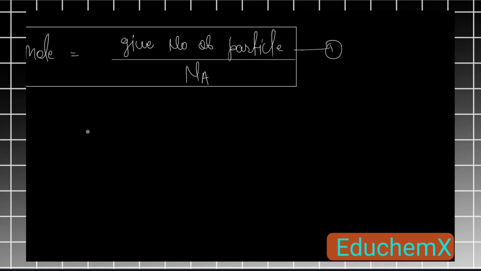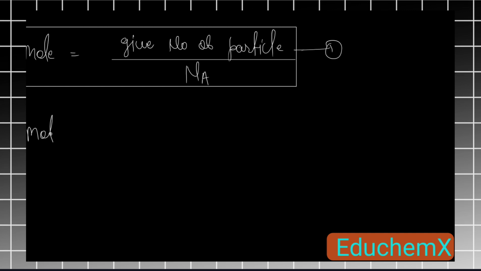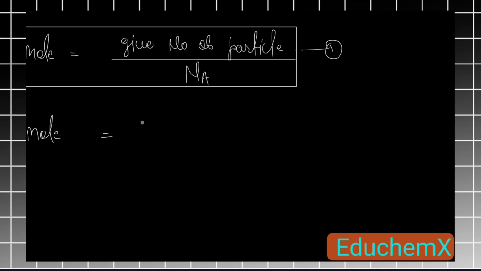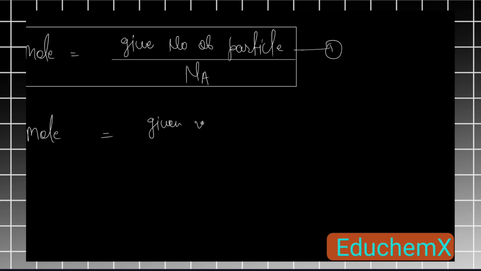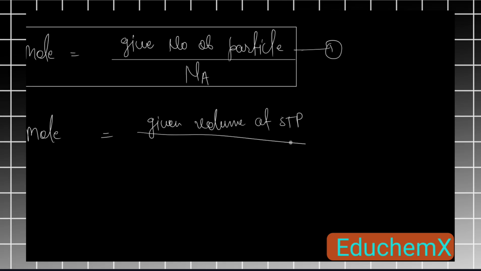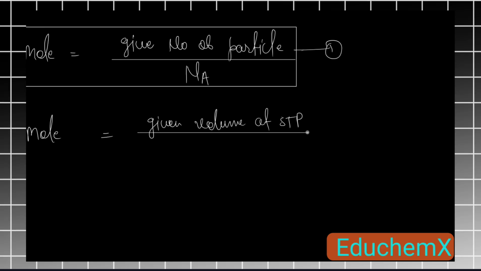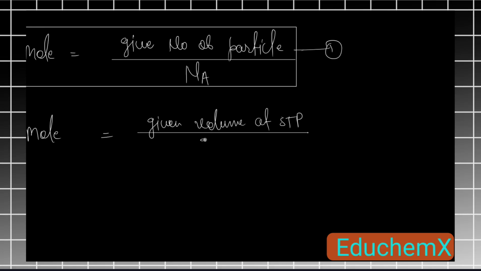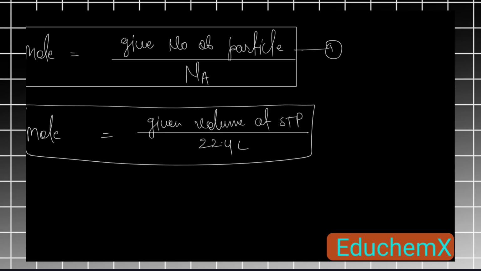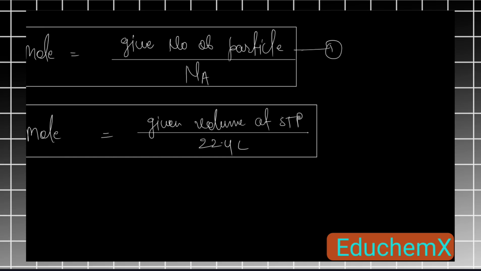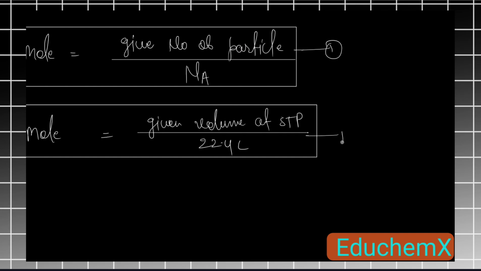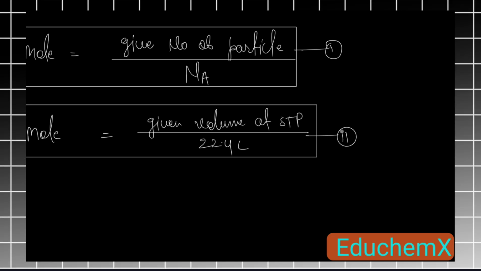The second formula is what? The second formula: number of moles is equal to the given volume at STP of an ideal gas, divided by 22.4 liters. In general we are using this one. In earlier days it was somewhat different, and nowadays sometimes 22.7 is used at NTP like that, but we are using this one. These are the basic formulas for the moles.